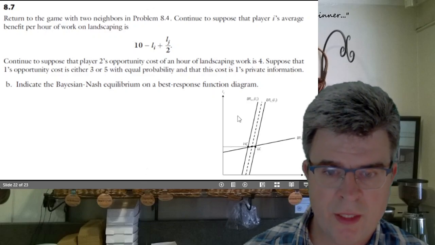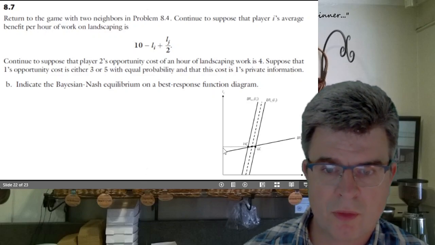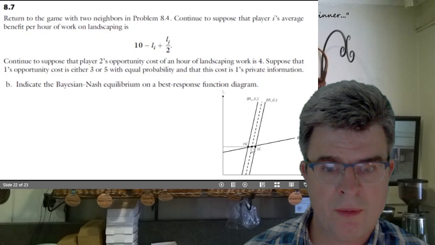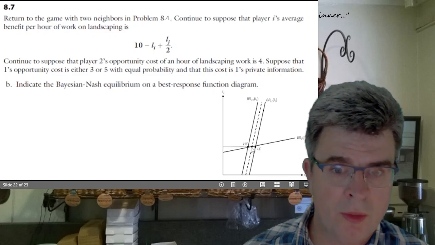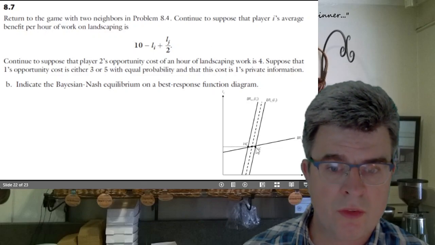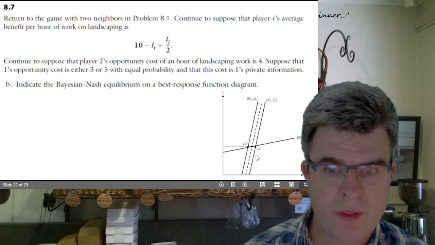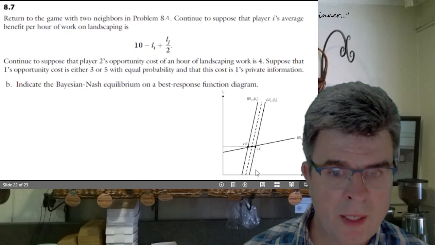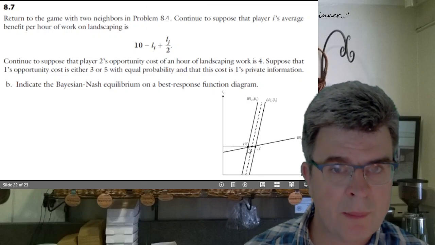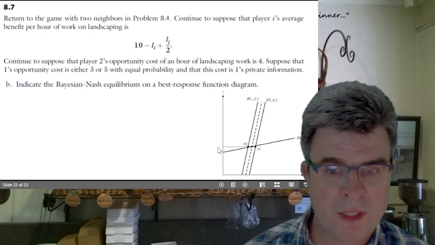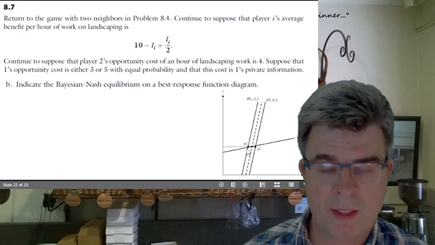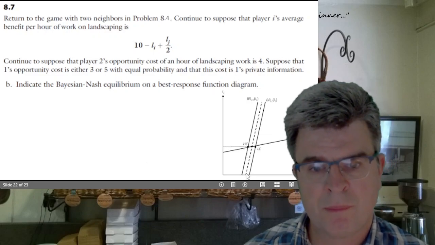So what we have here is that neighbor 2 will always put in 4 hours. That's the vertical line that's denoted here. And then neighbor 1 will choose the high effort level of 4.5 if he's of the low cost type. And if he's of the high cost type, then he will respond to this effort level of 4 by supplying 3.5 hours himself.